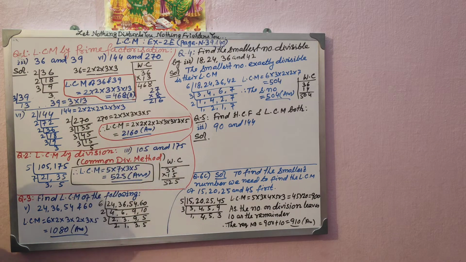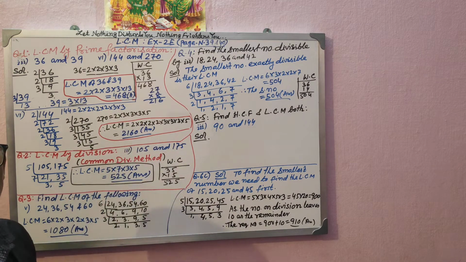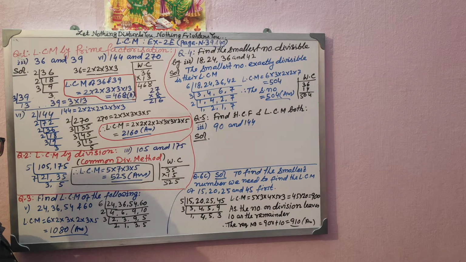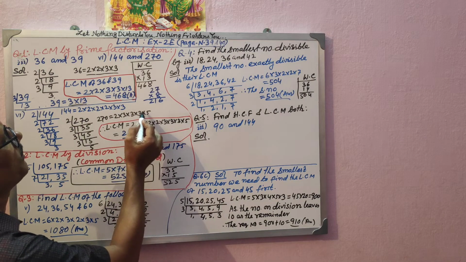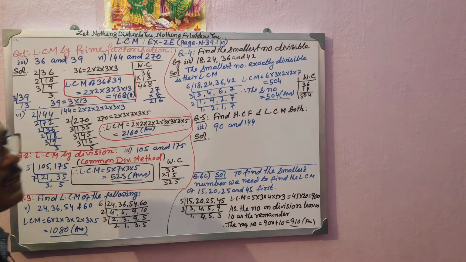So 2 is written 4 times. Now 3, the prime factor available. Where is 3 repeated the maximum number of times? Here it is 2 times, but here it is 3 times. So this 3 times 3 has to be picked. Could you understand? Now what are the prime factors left? Is there any prime factor left? Yes, 5 is left. 5 is only one time here, so 5 is written. So the product of all these numbers will be the LCM.